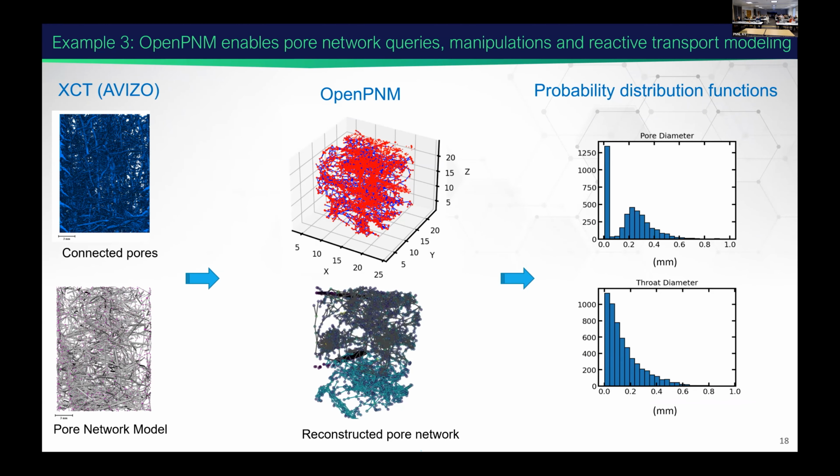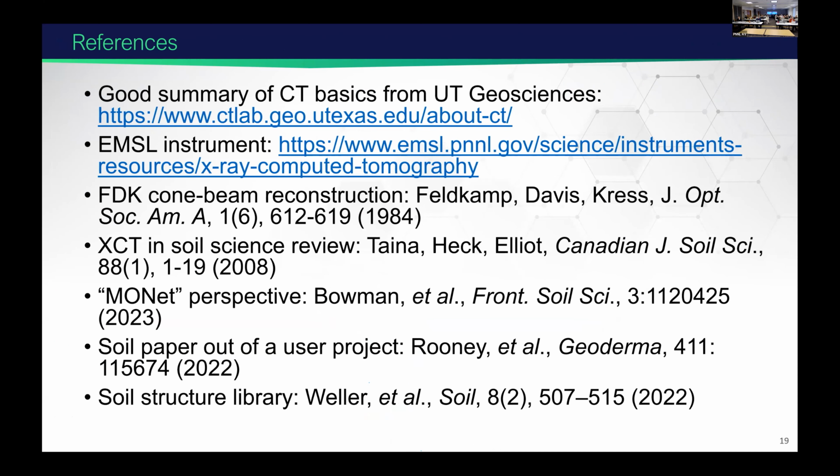In OpenPNM, we take the CT data, and it's a Python-based script. It can read in the 3D data into OpenPNM and calculate probability distribution functions, such as the distribution of pore size and pore throat size. And these are very useful for modeling diffusion in soil cores or soil samples.